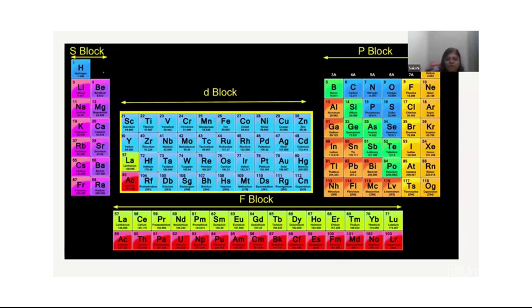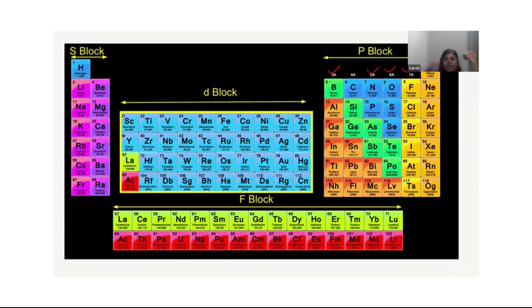So first, you can see here, how many groups did we say? We had 18 groups, right? So how can we count it like this? 1, 2, 3, 4, 5, 6, 7, 8, 9, 10, 11, 12. And here we have 13, 14, 15, 16, 17, 18. So we have 18 groups, which are like vertical columns. And then we have 7 horizontal rows like 1, 2, 3, 4, 5, 6, 7. We call them the periods, right? So in this modern periodic table, we have 7 periods and we have 18 groups. That is what we have to know, right?